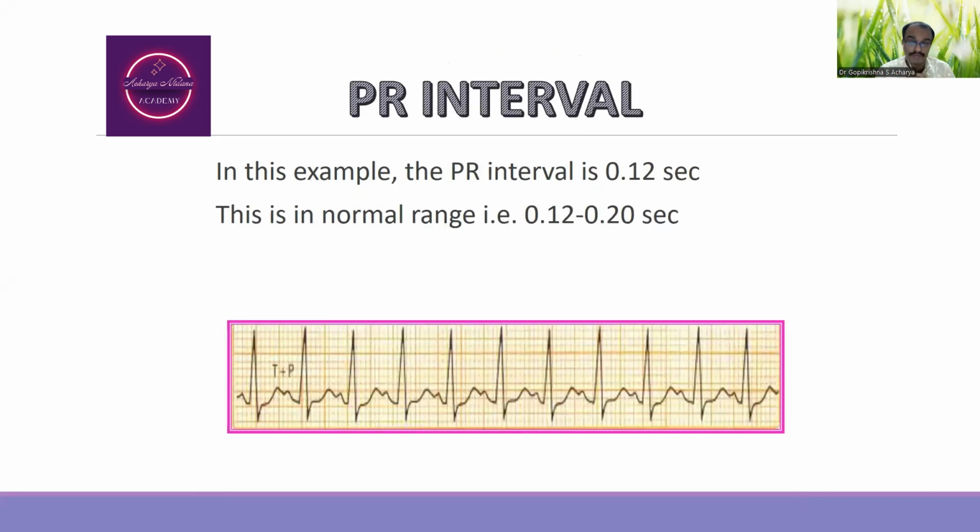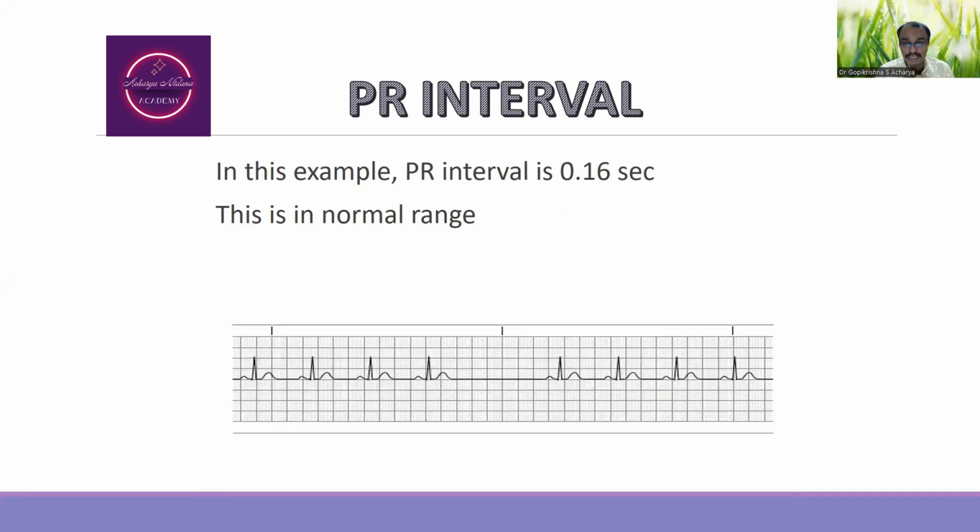Next, about the PR interval. By definition, it is the time duration between the onset of the P wave till the onset of the QRS complex. Normal PR interval is 3 to 5 small squares, that means 0.12 to 0.2 seconds. In this particular example, the PR interval is 3 small squares, so the PR interval is 0.12 seconds.